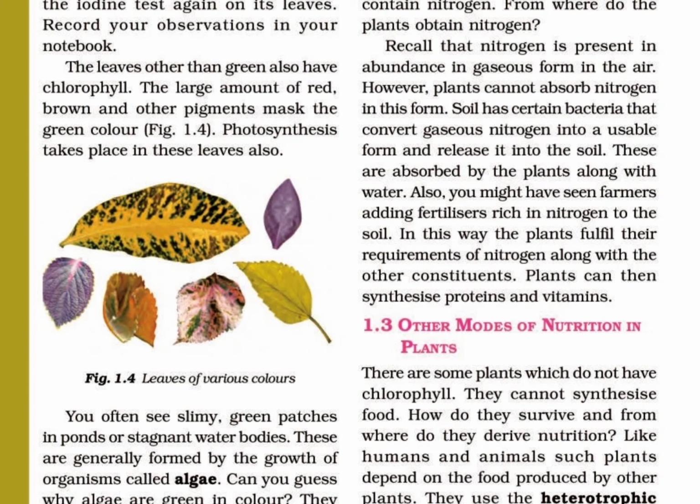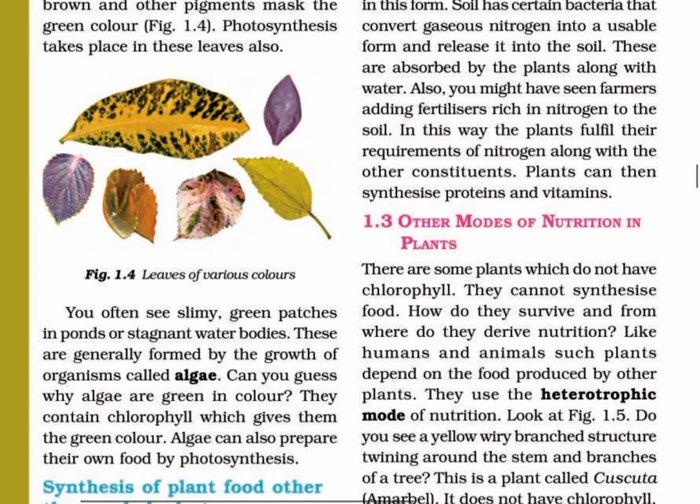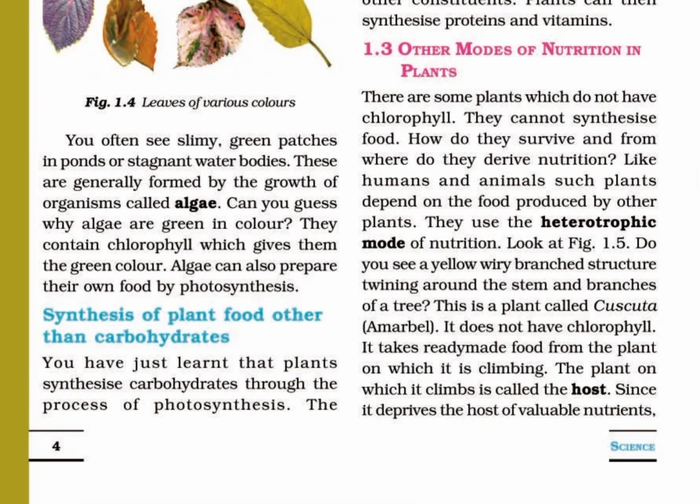Then plants can synthesize proteins and vitamins. Let's move further. Other modes of nutrition in plants. There are some plants which do not have chlorophyll.